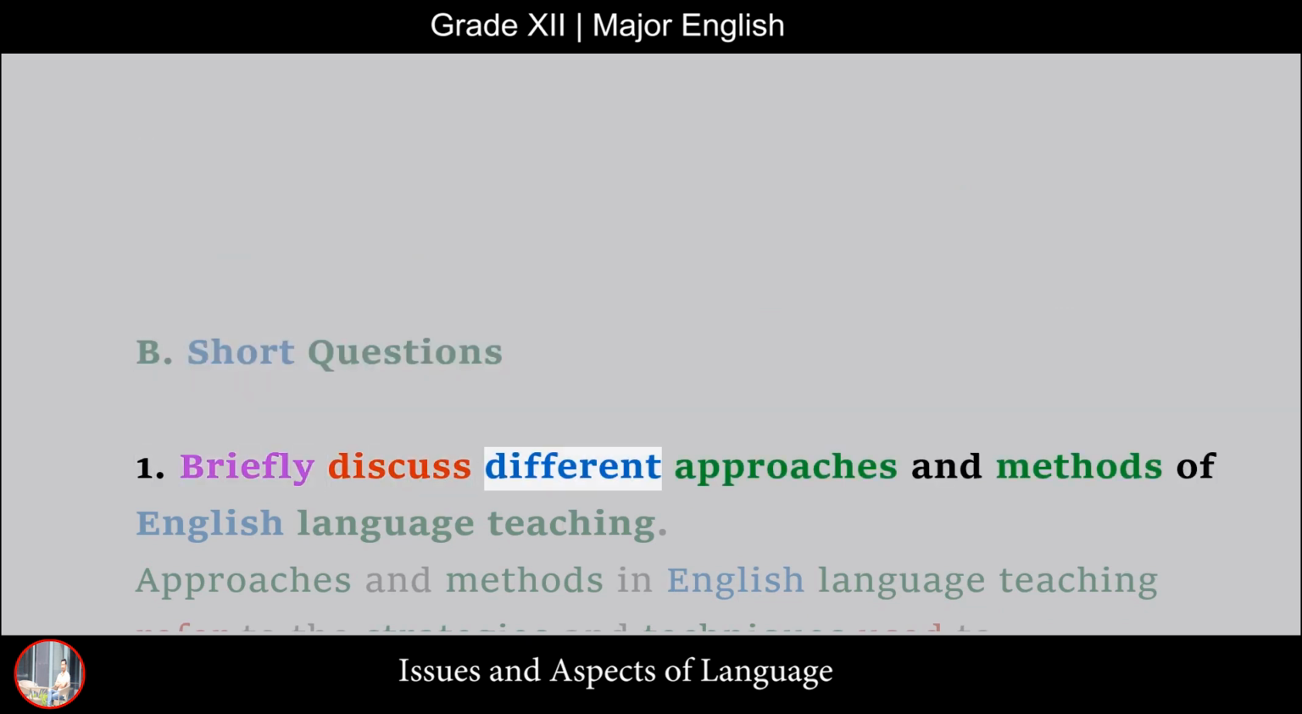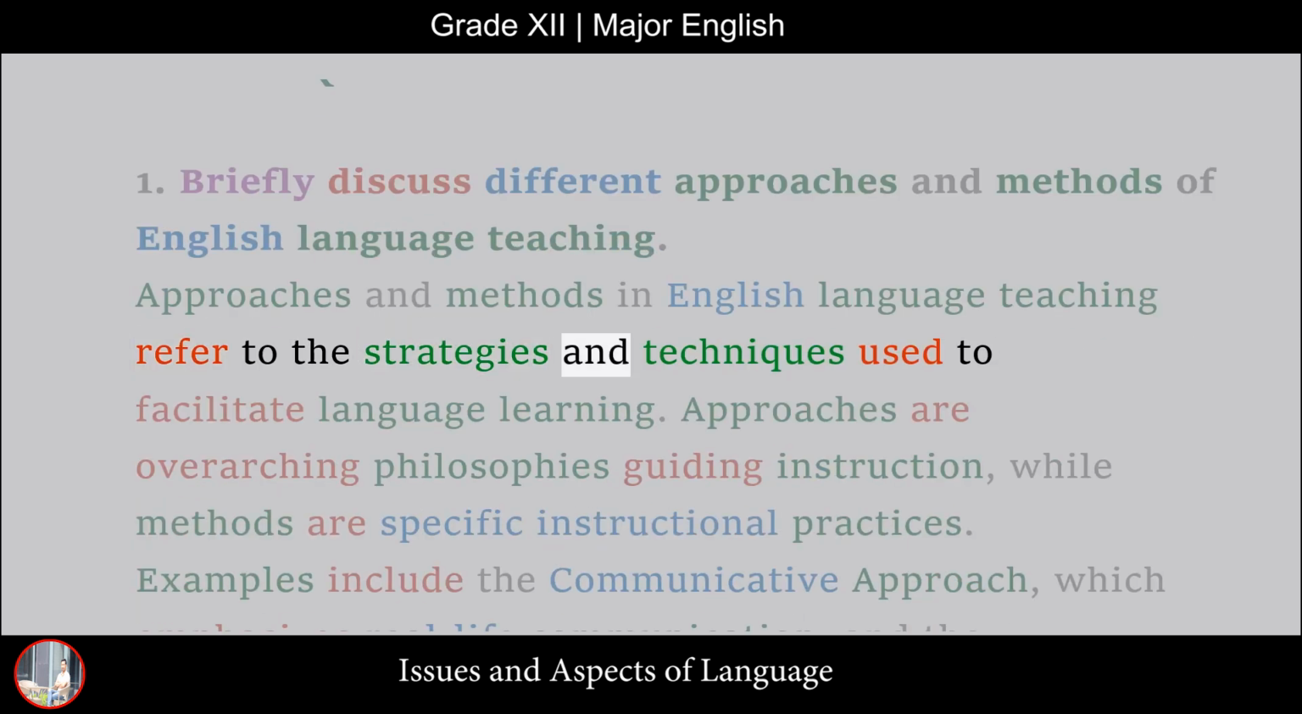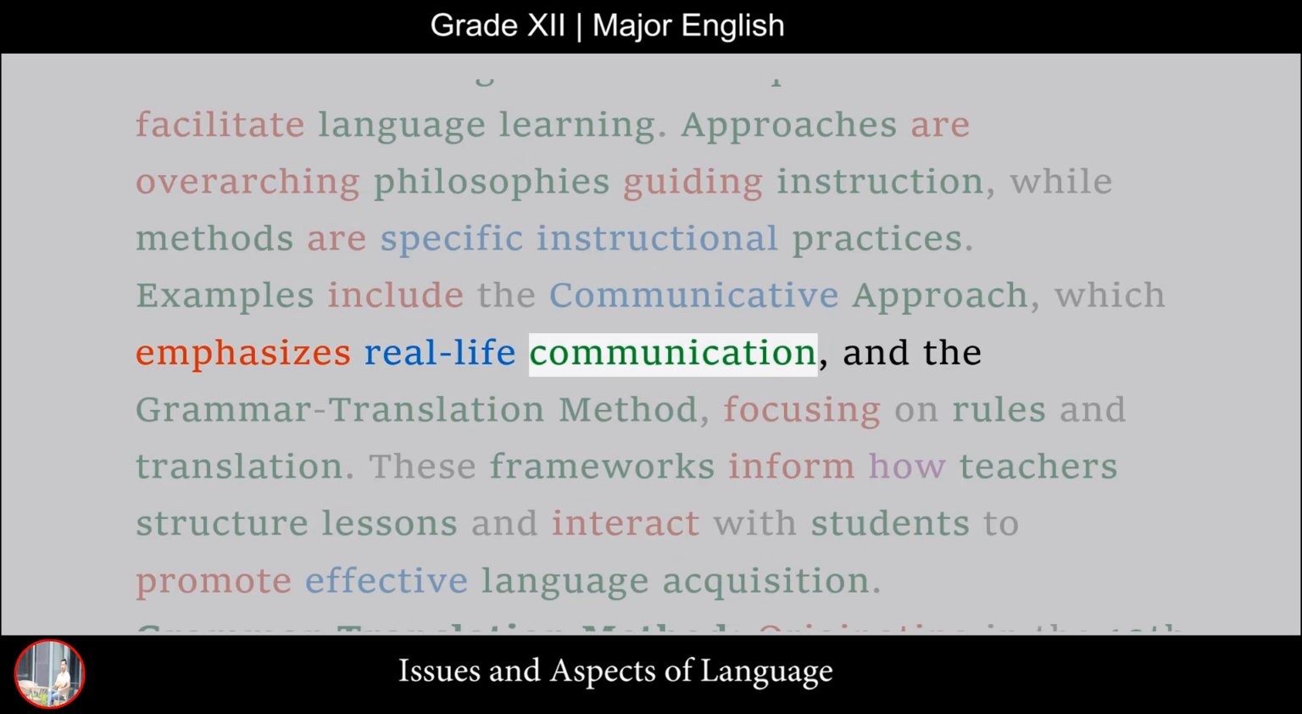1. Briefly discuss different approaches and methods of English language teaching. Approaches and methods in English language teaching refer to the strategies and techniques used to facilitate language learning. Approaches are overarching philosophies guiding instruction, while methods are specific instructional practices. Examples include the communicative approach, which emphasizes real-life communication, and the grammar translation method, focusing on rules and translation. These frameworks inform how teachers structure lessons and interact with students to promote effective language acquisition.